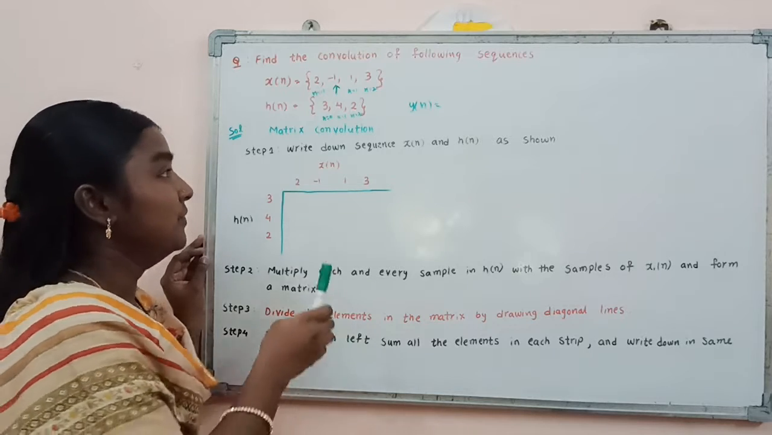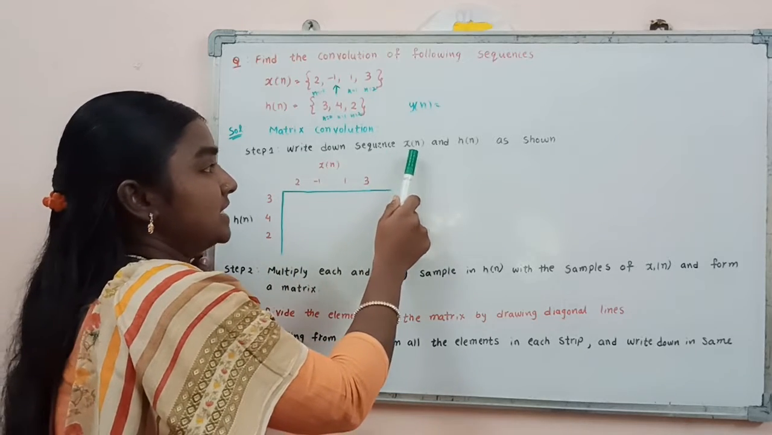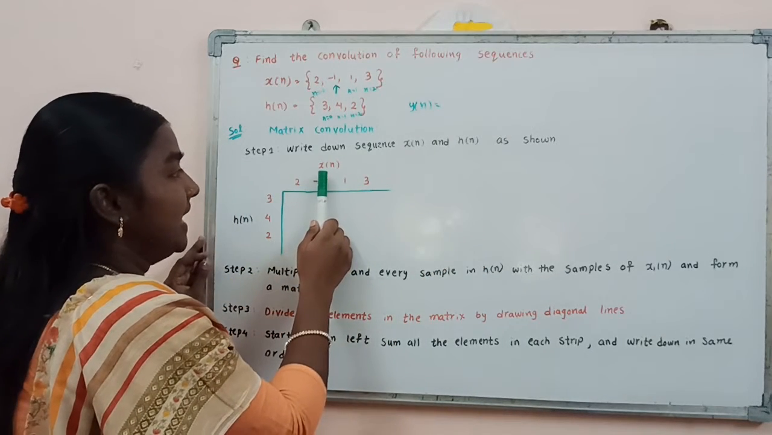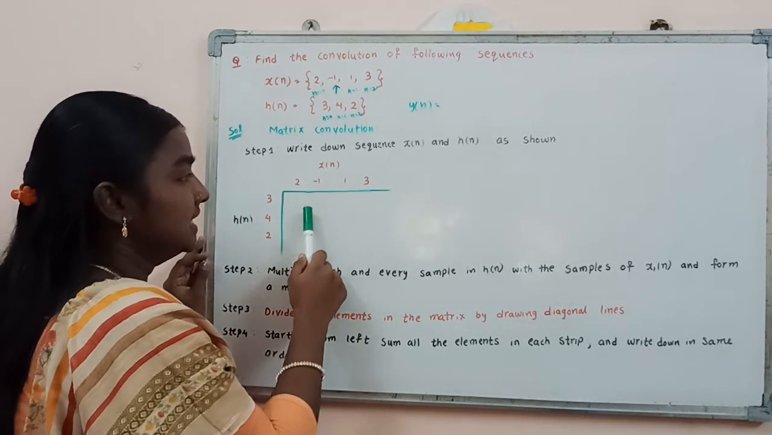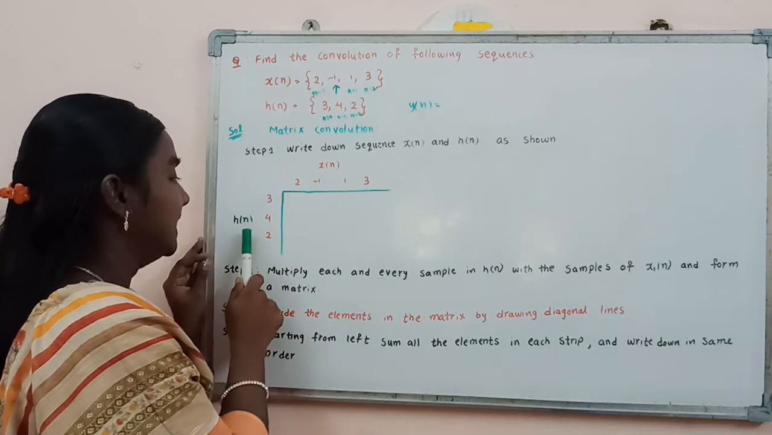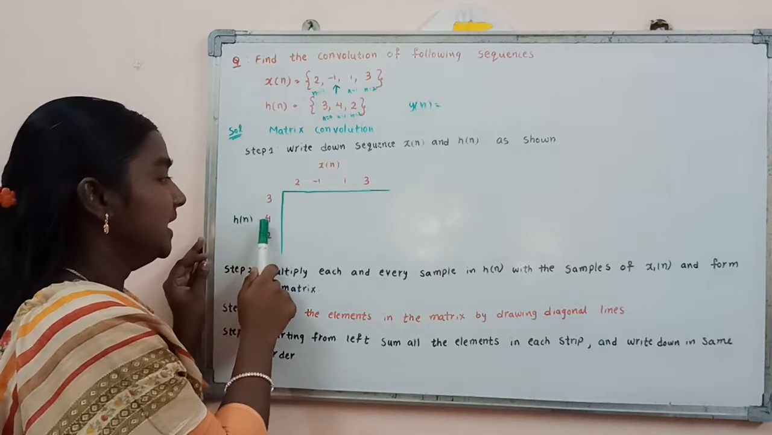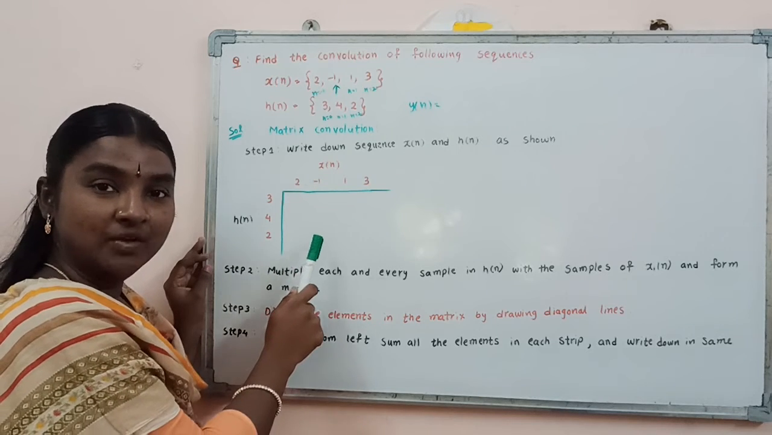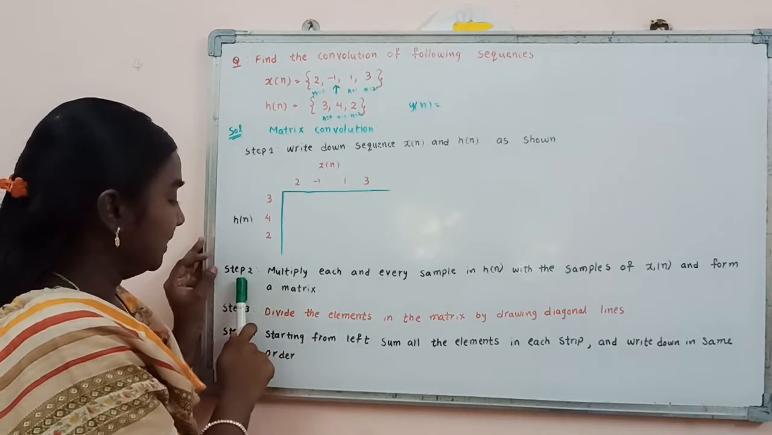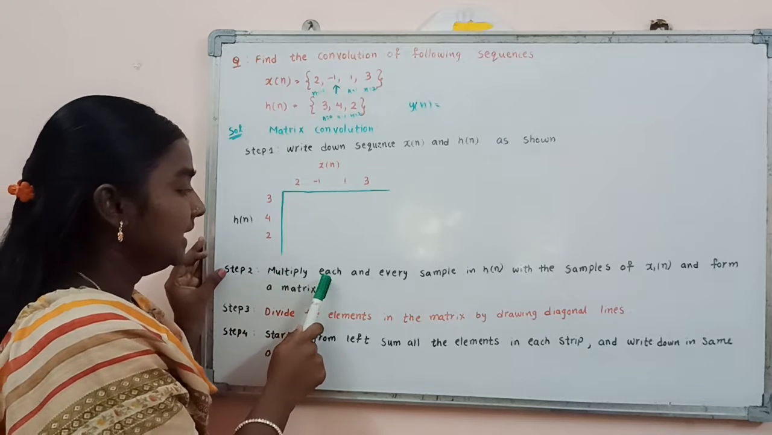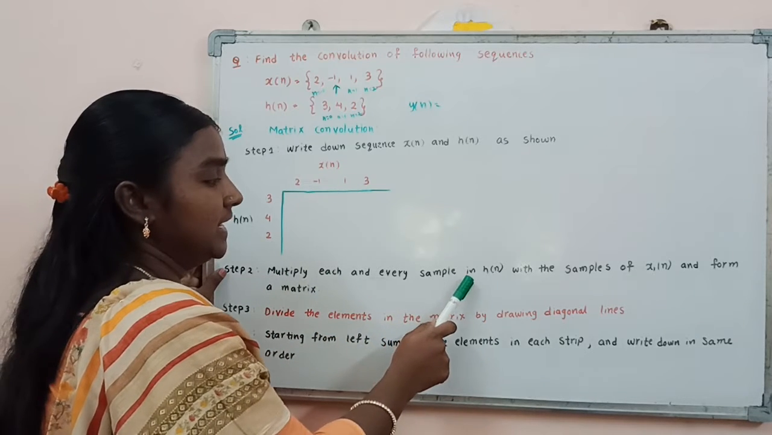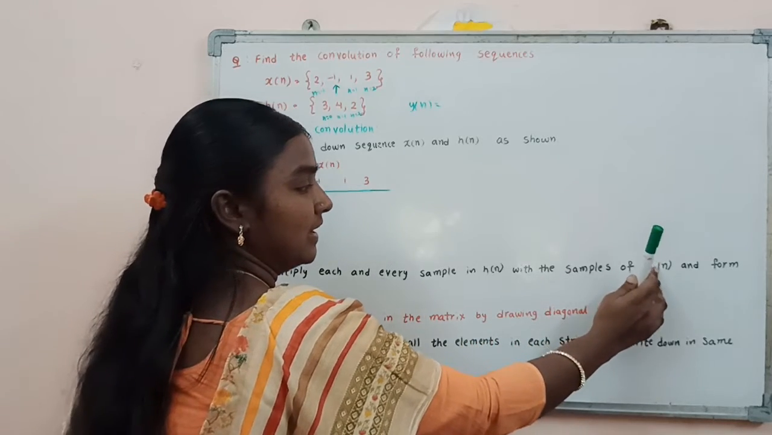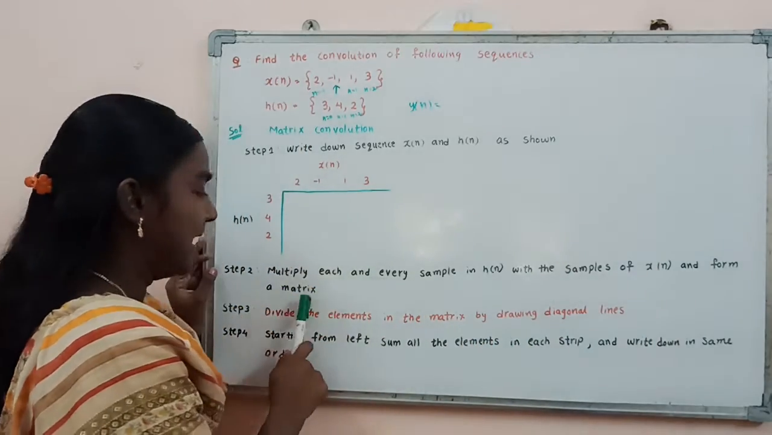In step 1, write down the sequences x of n and h of n as shown. Here x of n is considered column-wise and h of n is considered row-wise. Firstly we need to write them down in this manner. Now coming to step 2, multiply each and every sample in h of n with the samples of x of n and form a matrix.